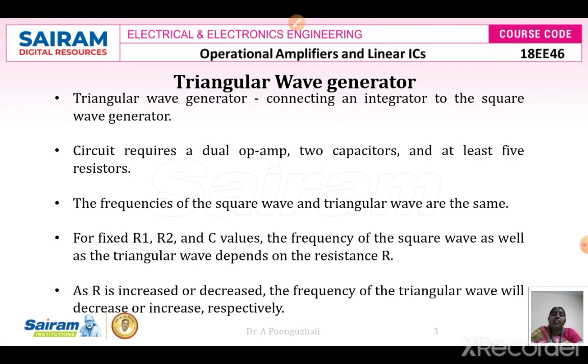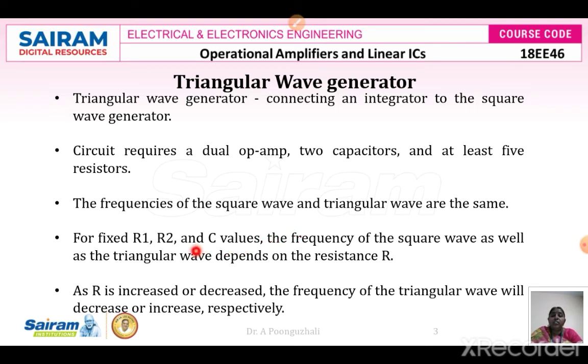So here a triangular generator is basically nothing but connecting an integrator to the square wave generator. That is, the first block is going to be a square wave generator followed by an integrator. It consists of dual op amps. So two op amps you have, A1 and A2, and we have two capacitors and 5 resistors present there. So in this triangular wave generator, the frequency of the square wave and the triangular wave are going to be the same.